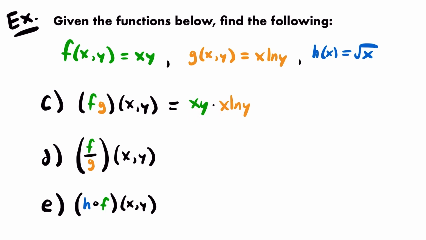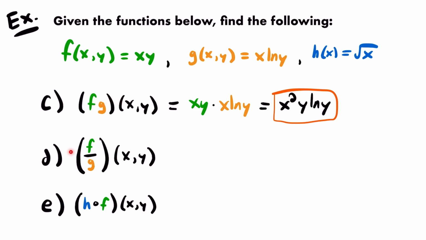We can combine those x's. x times x is x squared. So you could rewrite this to be x squared times y times the natural log of y. And that would be the final answer. That would be the combination of these two functions using multiplication.